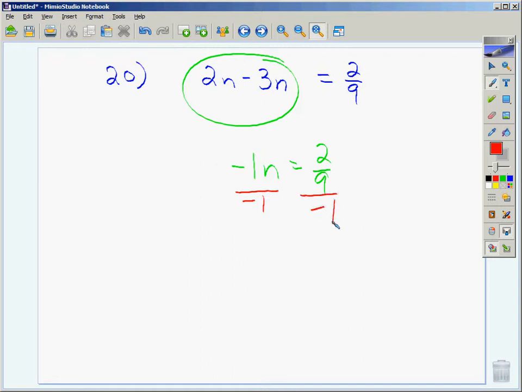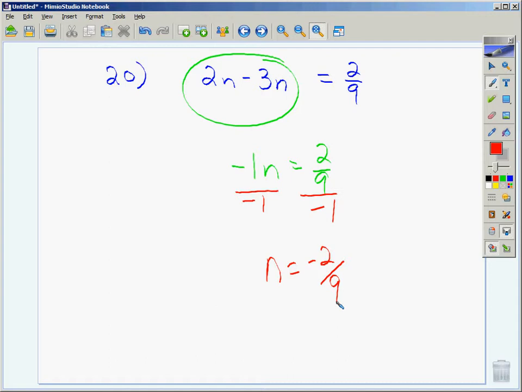The reason I want to divide by a negative is because I want to turn my n into a positive. -1 divided by -1 is a positive 1. We don't write down 1n, do we? 2/9 divided by a -1 doesn't change the fraction, but it does change it from a positive into a negative.